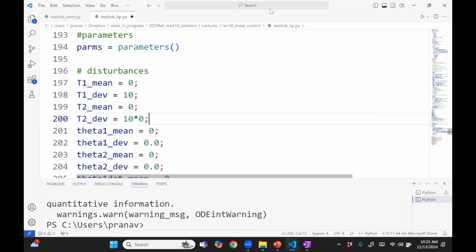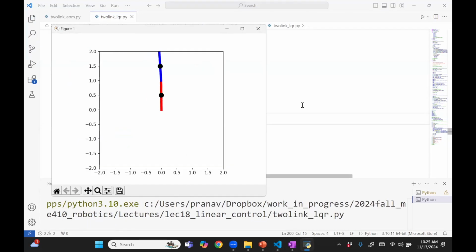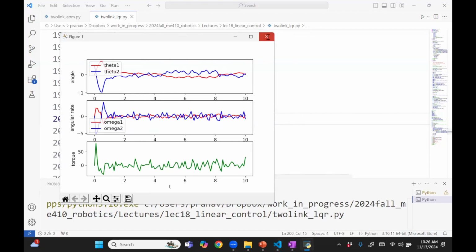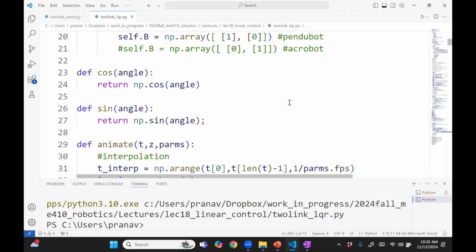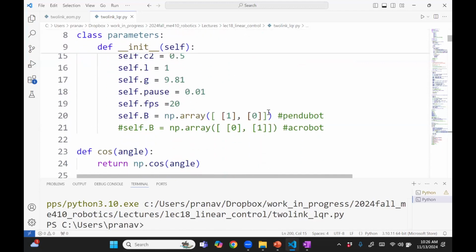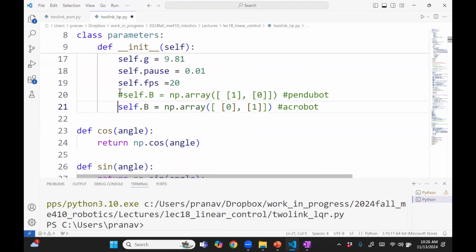No, again, no guarantees. Let's try 10 instead of 40. For 10, yeah, it's stable. And it looks much more interesting, I guess, if you put in a velocity disturbance. So that's that. Let's do it the other way: let's go here and change the system from the Pendubot to the Acrobot. What works for the Pendubot may not work for the Acrobot. So let's run this.